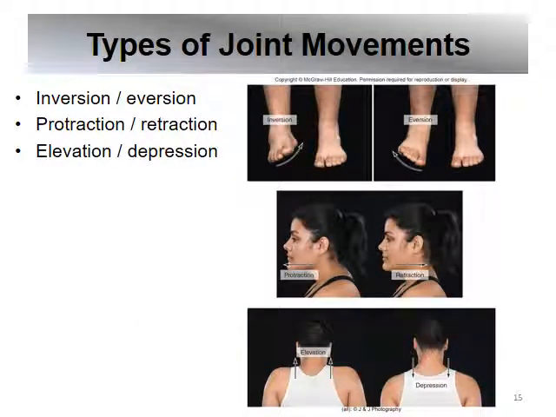A few more here. Inversion versus eversion. These are for the feet. Inversion, when the bottom of your foot faces towards the medial side. Eversion, when you turn it, and here the bottom of your foot faces out instead. Protraction, when you move your jaw, or it could be your shoulder, towards the front. And retraction, when you move it to the back. Elevation versus depression. Elevation, move up, depression down. And so you can see here shrugging of the shoulders involves elevation and depression.